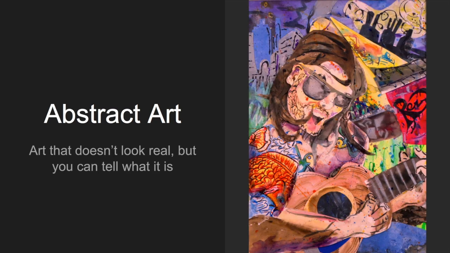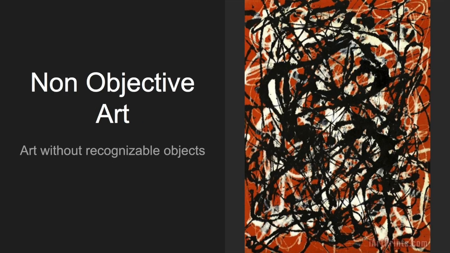The next is abstract. Abstract is art that doesn't look real, but you can tell what it is. So the portrait on the right is of a friend of mine named Todd Jones, and I completed this work myself in 2009. So again, you can tell he has a guitar, you can tell it's a dude, you can tell there's a city behind him, doesn't look real. Non-objective art is art without any recognizable objects whatsoever.